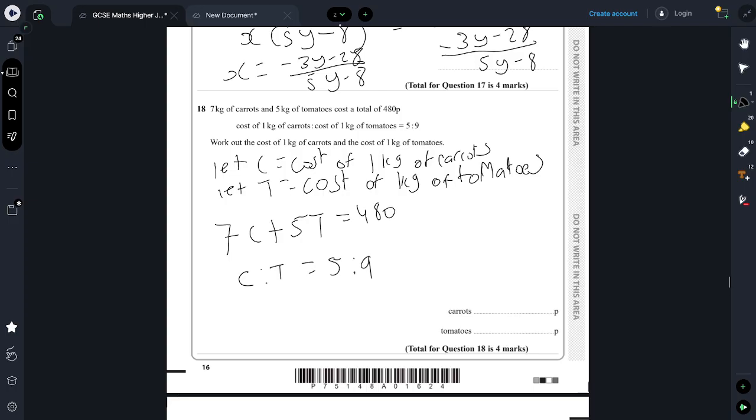Now you could. I'm going to. Oh, my laptop needs a charger.